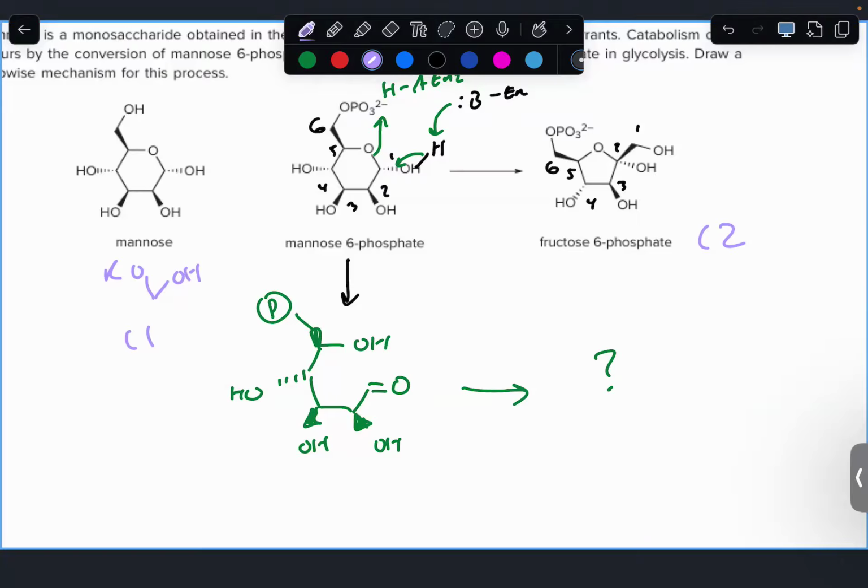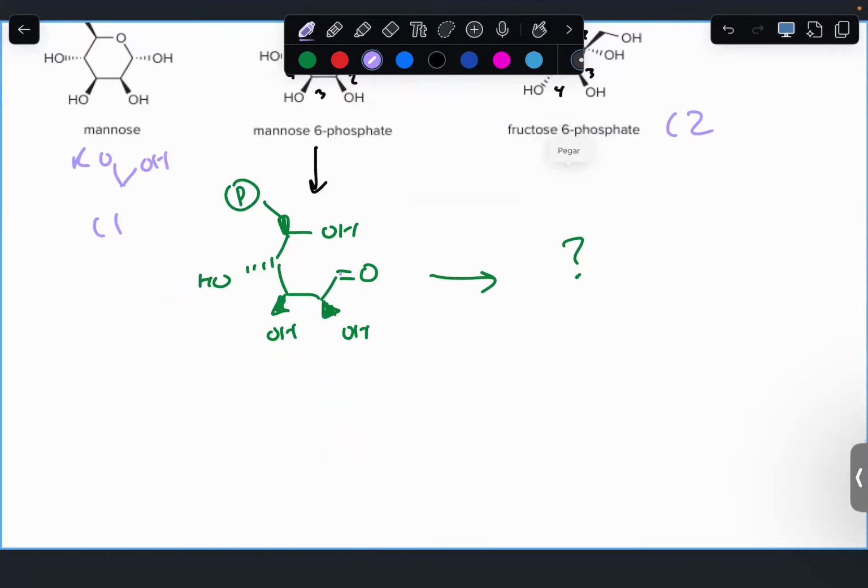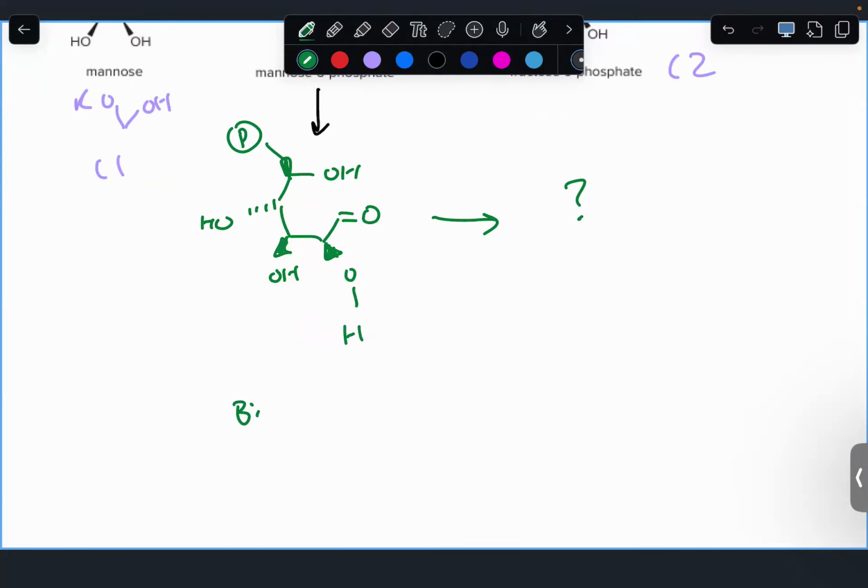So what you need to do here is switch the two groups. The carbonyl needs to become the alcohol, and this alcohol needs to become the carbonyl. There are a couple ways to do this, but I'm going to do it like this because this is what makes sense to me. So here we just take a base, which comes from the enzyme. It's going to deprotonate that alcohol.